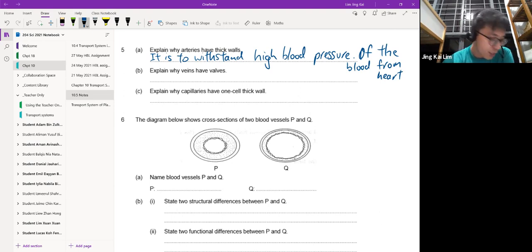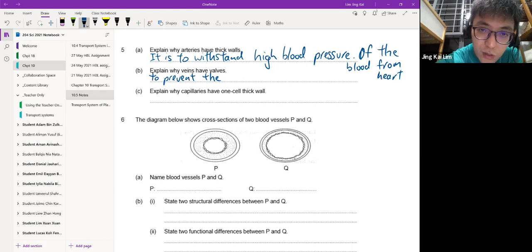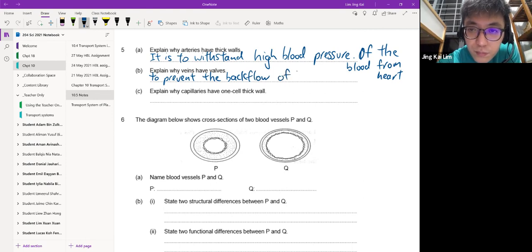Explain why veins have valves: it is basically to prevent the backflow of blood. We don't want the blood to flow backwards. Supposedly it's supposed to flow from the feet all the way to the heart, but if it's not successful and it goes backwards, it's going to cause a lot of trouble. There is actually a medical condition for it, and it's not a nice medical condition, because it can cause death.